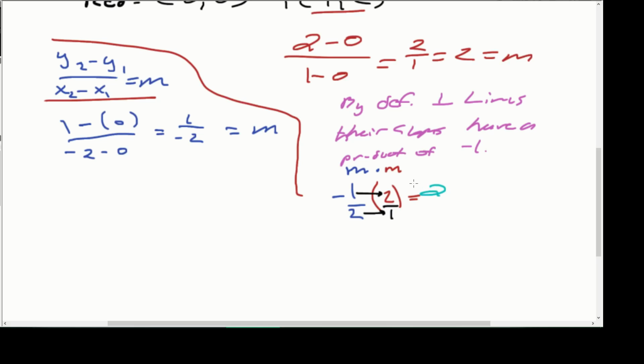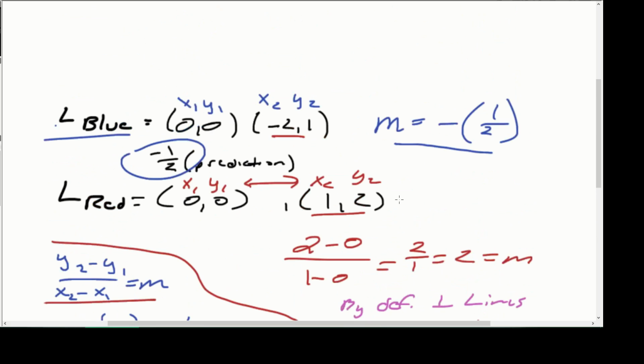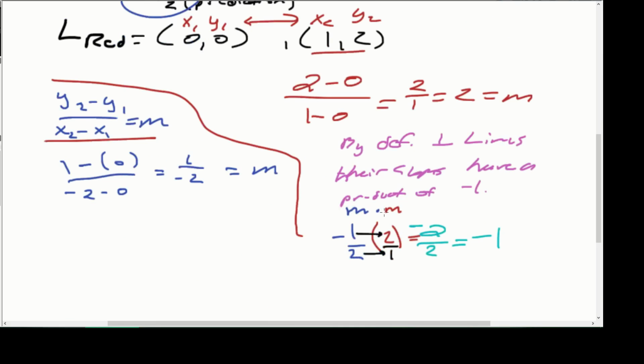So -1 times 2 is... I've gotten so used to you guys just always helping me out and answering. I just paused waiting for an answer. And then 2 times 1 is 2. This simplifies to -1. By theorem 213, or 214, sorry, 214. By theorem 214, we have shown that for the 2 points that we were given, the product of their slopes is -1.